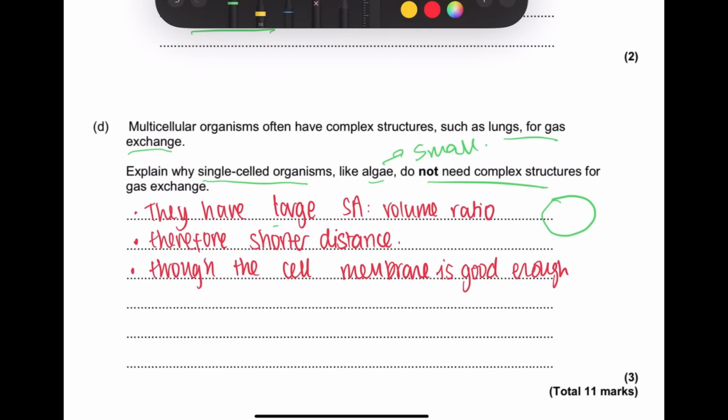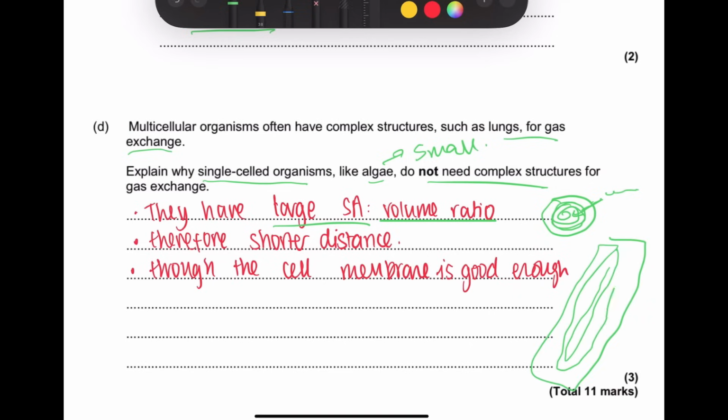Their surface area to volume ratio is very big, unlike ours, which is small. So it's a shorter distance. All the good things that come out from here go into there, so it's much easier to get all the gases in a shorter time, compared to a bigger organism, which is going to take more time to fill with the gas that we need.